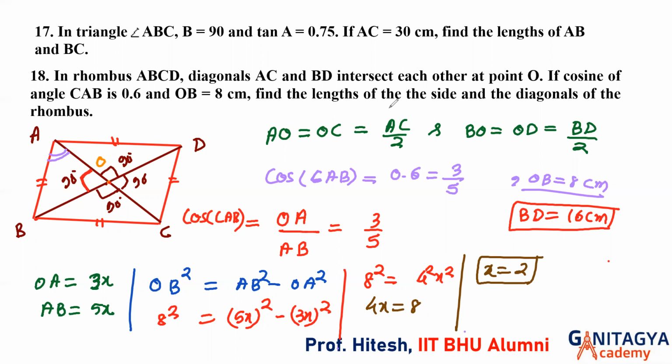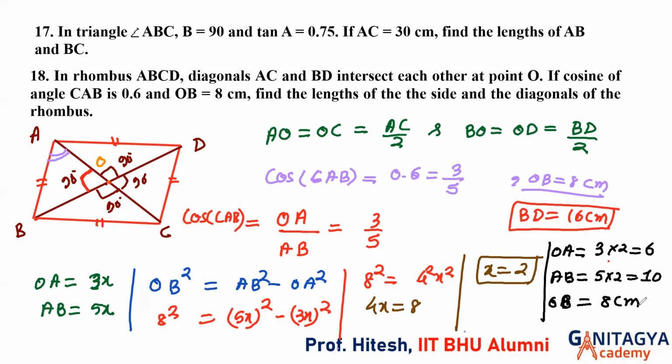If x is equal to 2, can you find out OA? OA is equal to 3x. So 3 into 2 is 6 centimeter. Now AB is 5 into 2, that is 10. Then OA is done. Next is OB. OB is directly given, 8 centimeter. Okay, write this down. Let me know when done, so we will move to the next one.